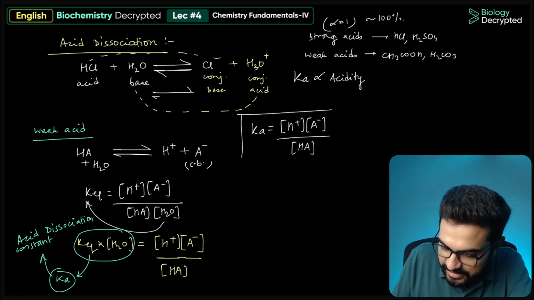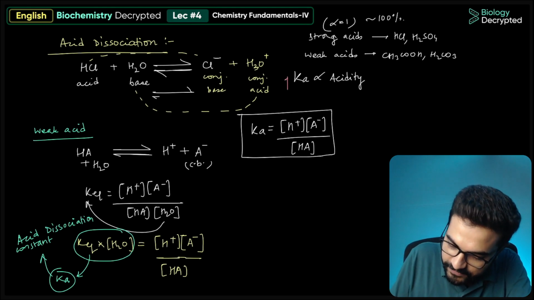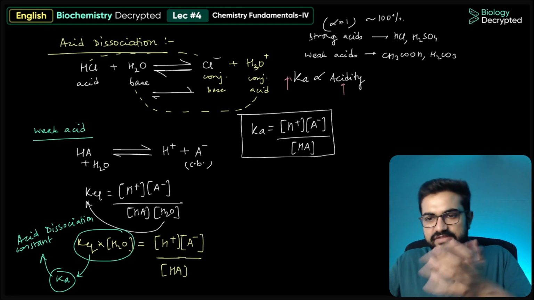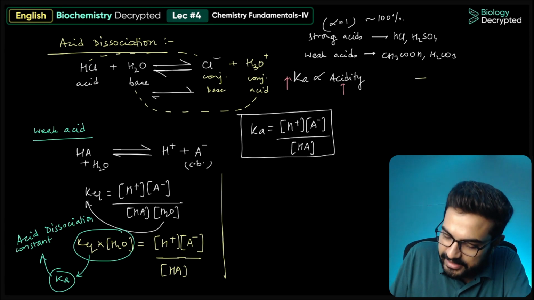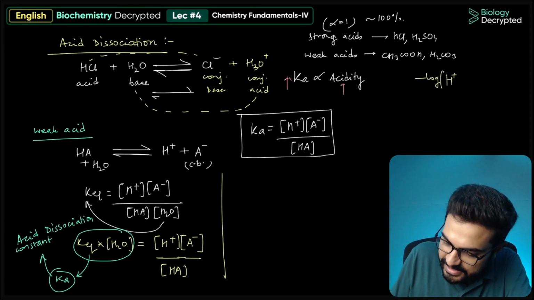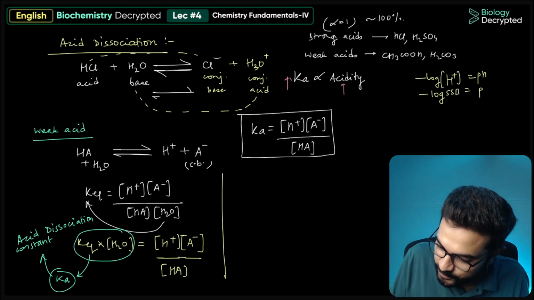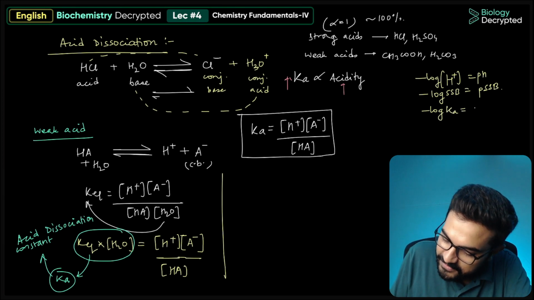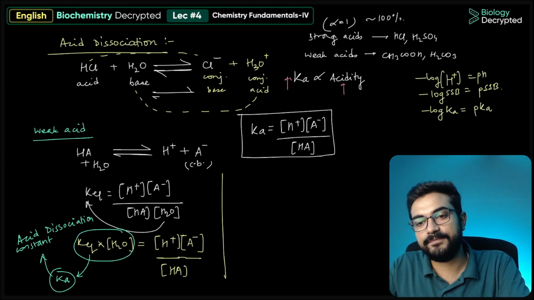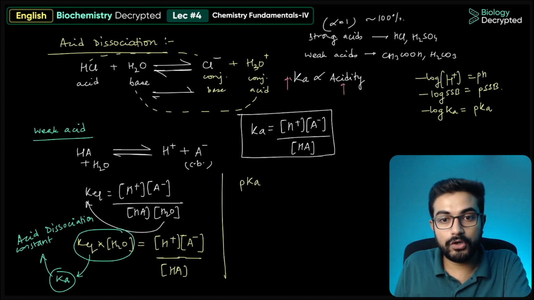So this is your Ka, and Ka is directly proportional to acidity, so if Ka increases, acidity will increase, and vice versa. Now, an important concept: just like negative log of H plus ion concentration gave you pH, similarly negative log of, let's say, SSB is equal to pSSB. In a similar way, the negative log of Ka will give you pKa. This is something very important, and you should remember that pKa is equal to negative log of Ka.